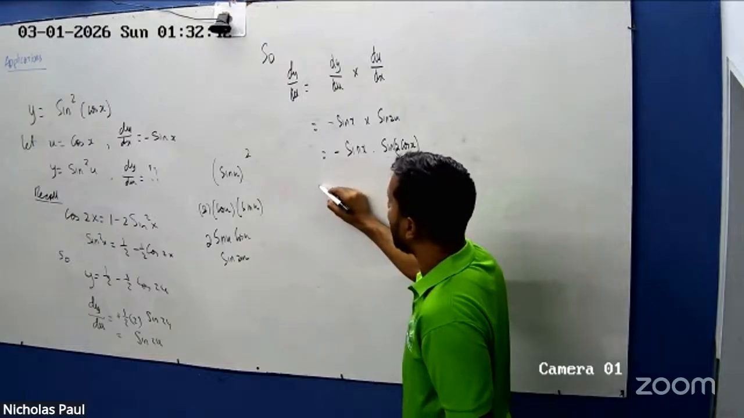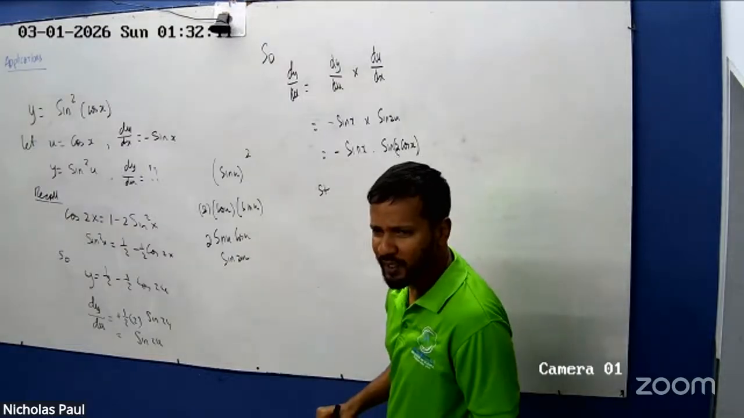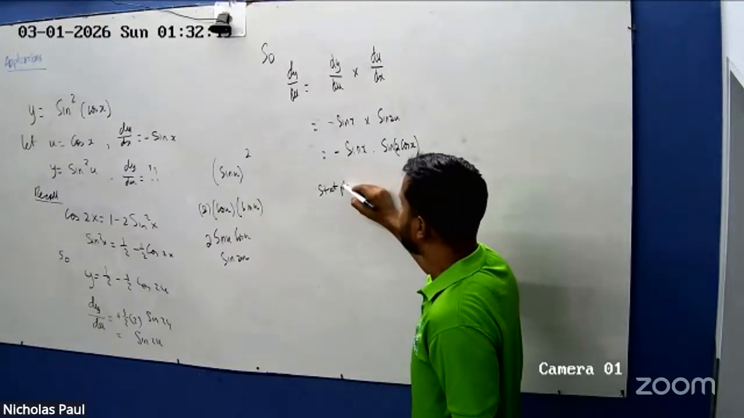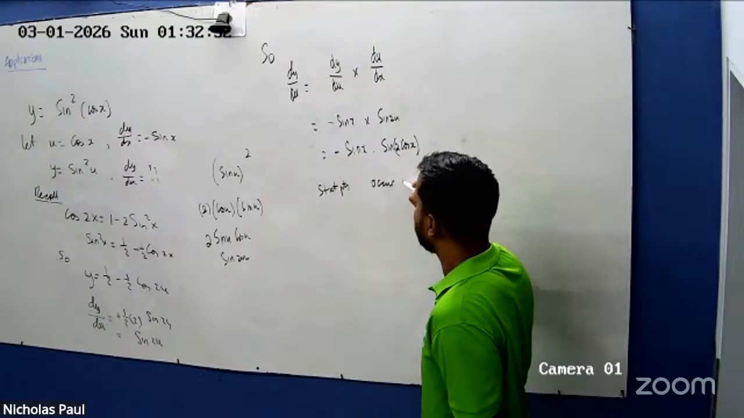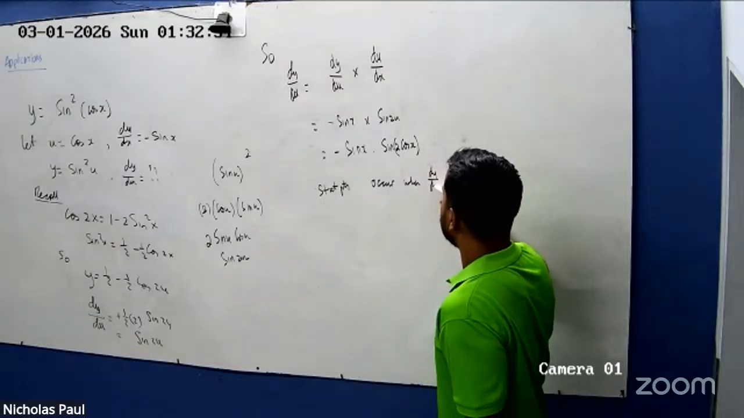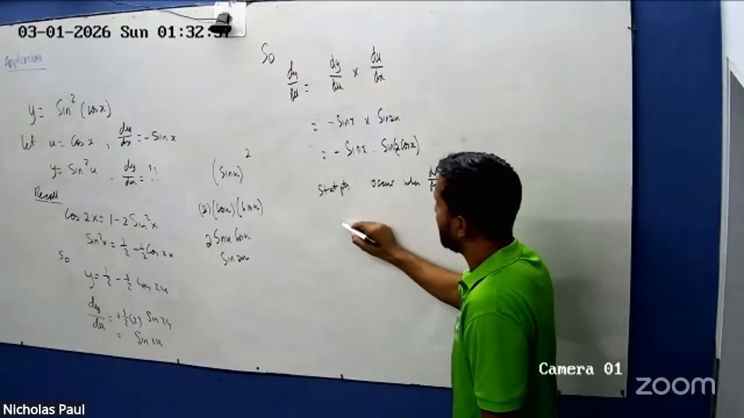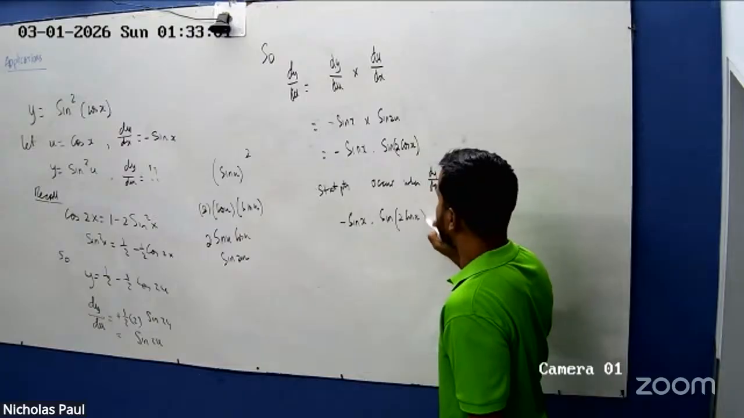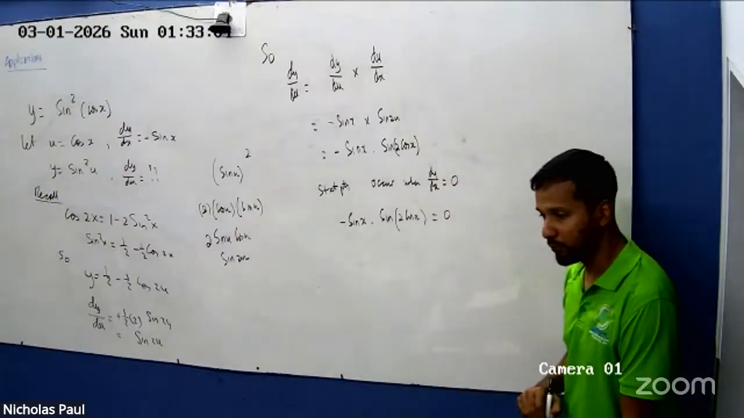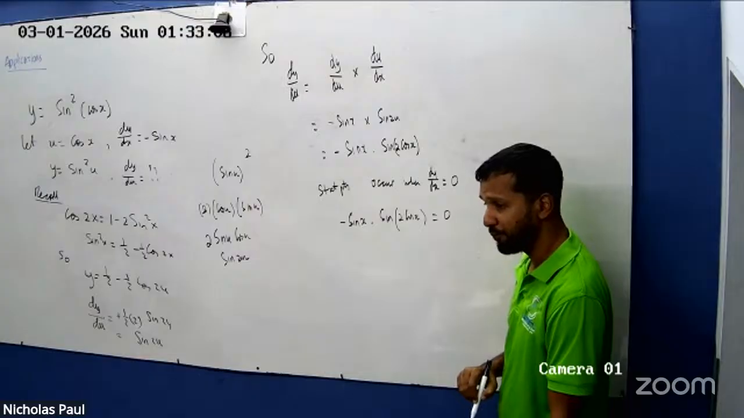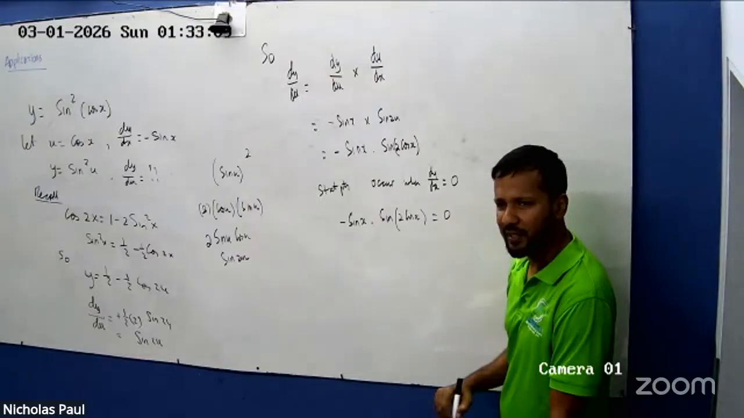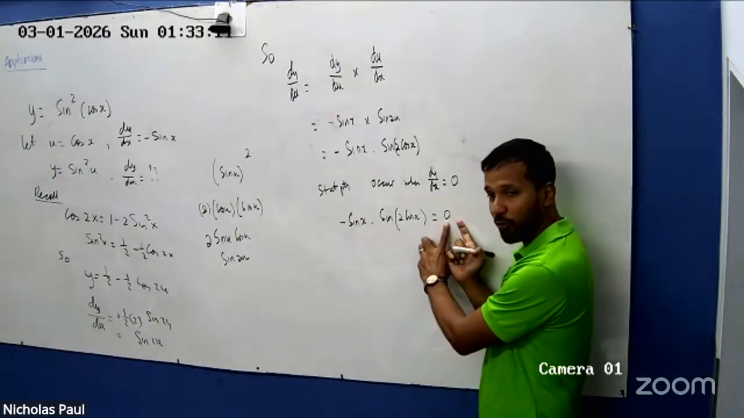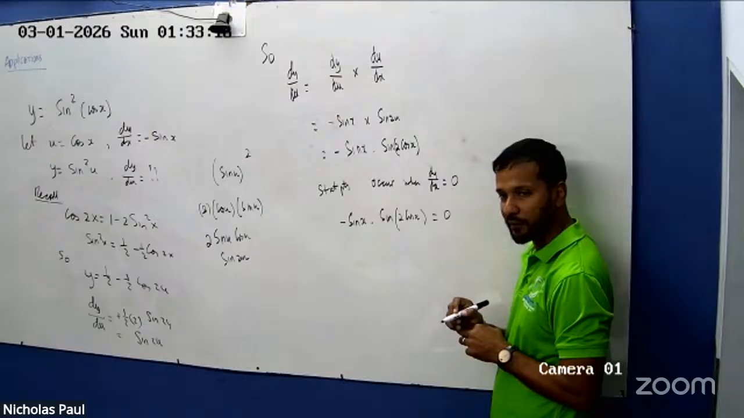Nice. Now, what's the next part? Find the stationary points. We know that stationary points occur when dy/dx is 0. So I'm going to make minus sine x sine 2 cos x equal to 0. That's okay? How do I solve something like this? I have a product and it equals 0. How do I begin to solve something like that?